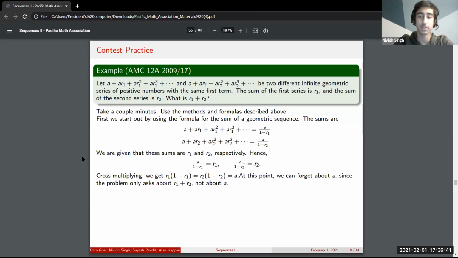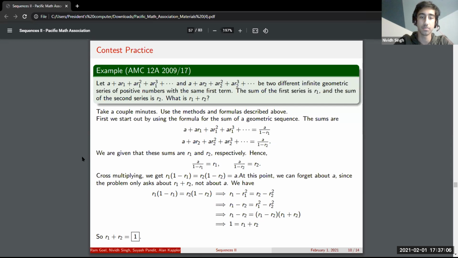So at this point, we can forget about A since the problem only asks for R1 plus R2. We don't care what A is, because we don't need A to solve the problem, and A was just there to help us put these equations together. But now that we have an equation with R1 and an equation with R2 that are equal to each other, we can just not worry about A anymore.